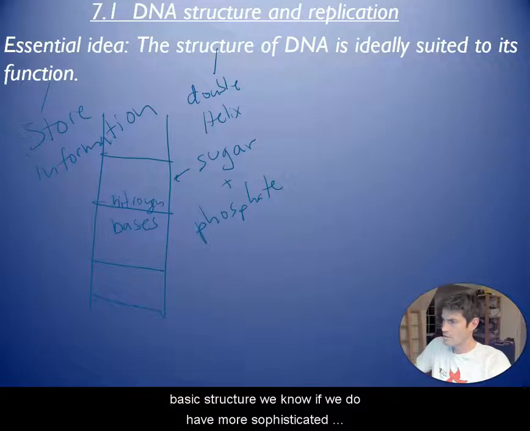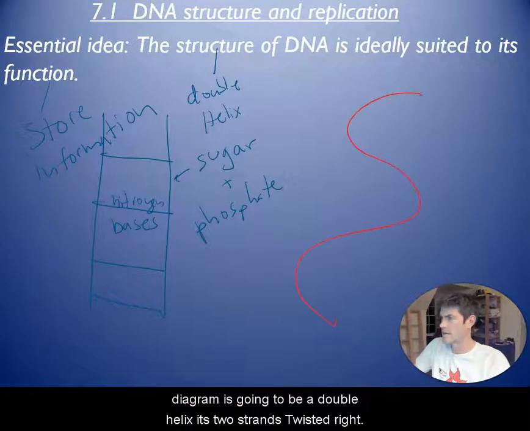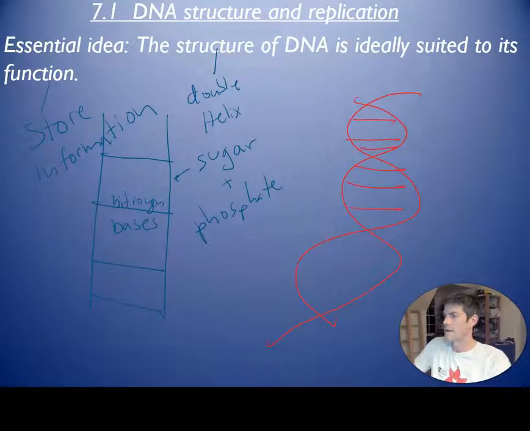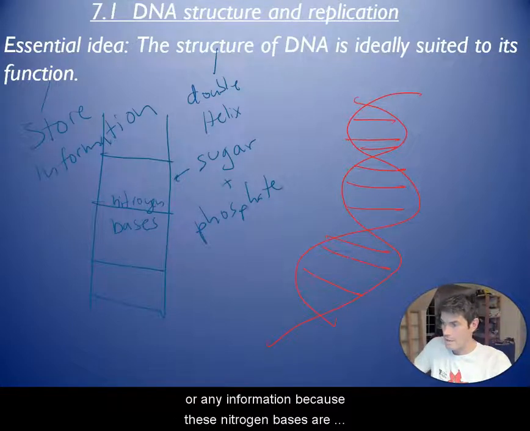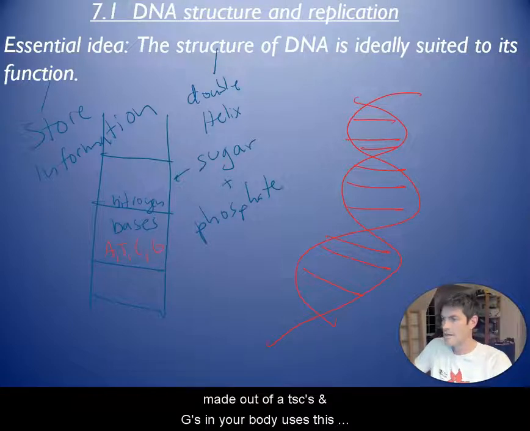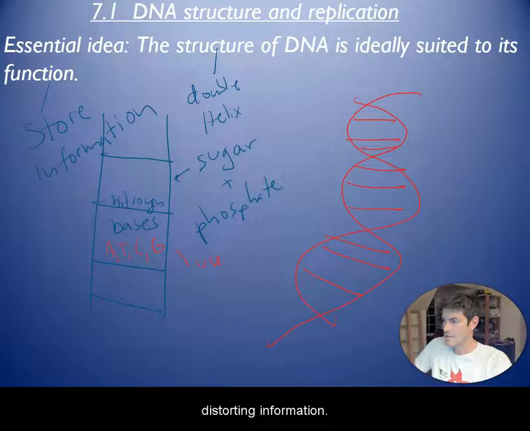So the basic structure, we know if we do a more sophisticated diagram, it's going to be a double helix. It's 2 strands twisted, right? And with a nitrogen base in the middle. And it's great at storing information because these nitrogen bases are made out of A's, T's, C's, and G's. And your body uses this to store the information.